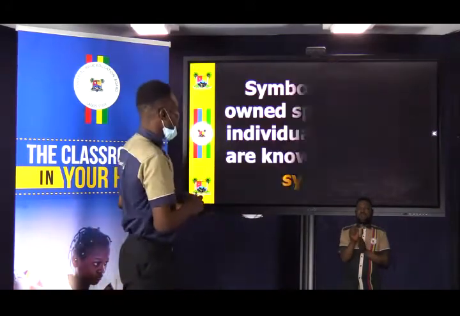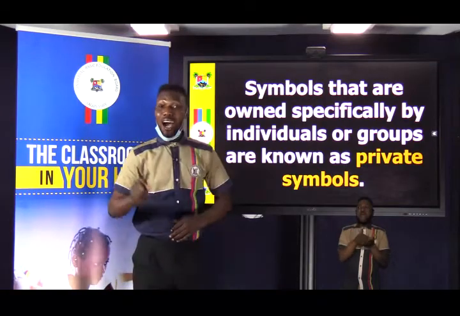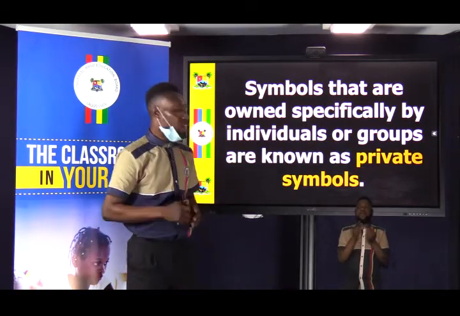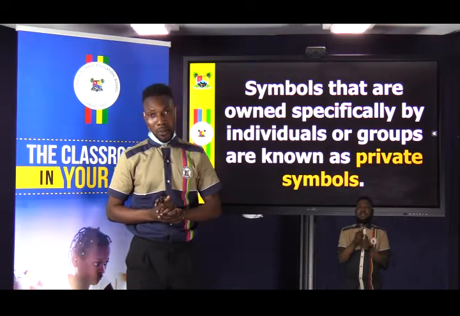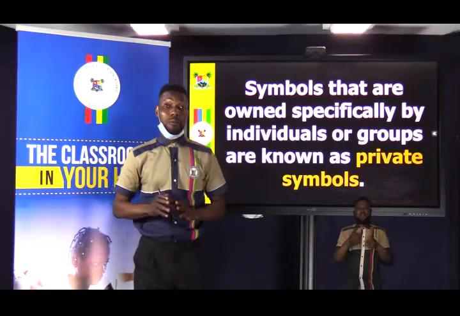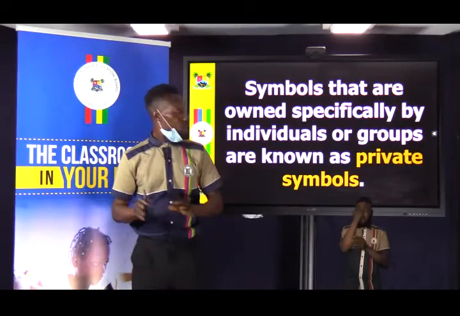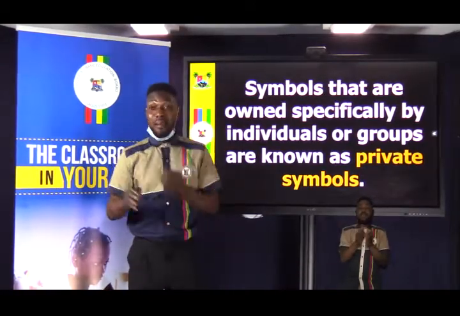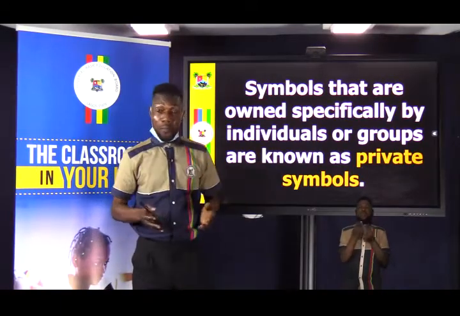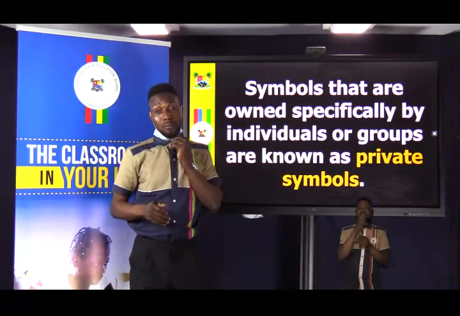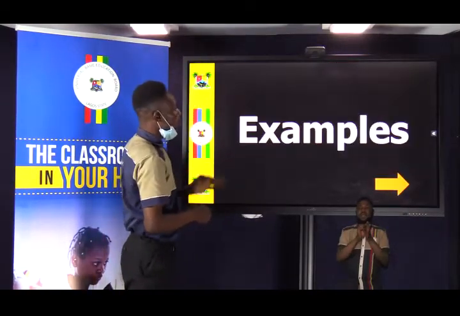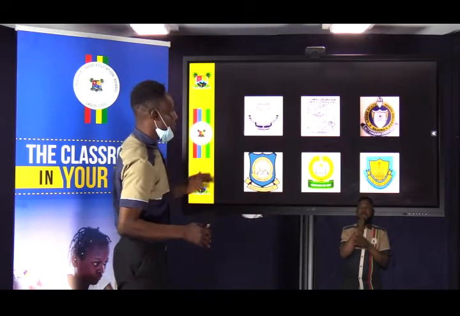Let's move on. Symbols that are owned specifically by individuals or groups are known as private symbols. Are known as what? Private symbols. That one is quite different from national symbols because private symbols are owned specifically by individuals or groups of people. They are known as private symbols. So now let's look at some examples of private symbols.